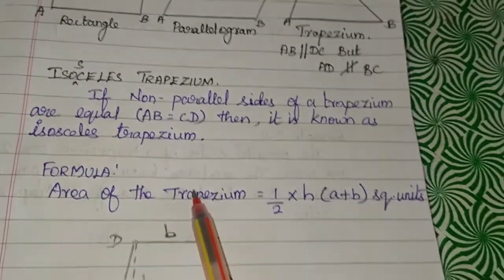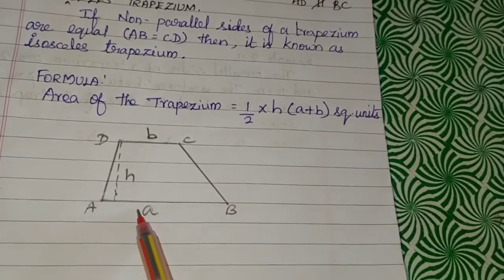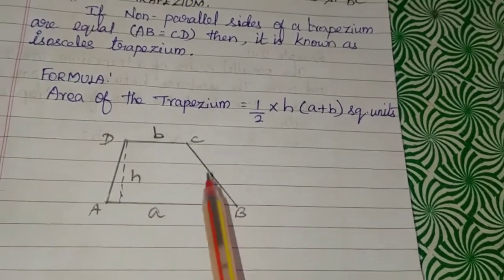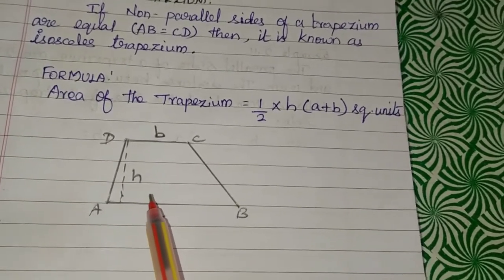Listen children, in this diagram I have clearly defined what a is, what b is, and what h is. I drew the trapezium diagram here. With the slanting side, it is a trapezium.